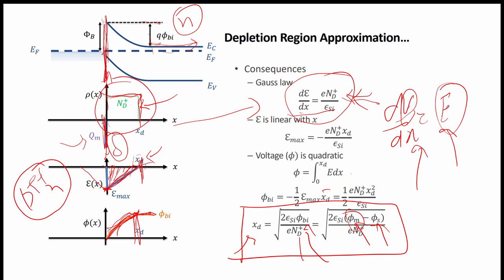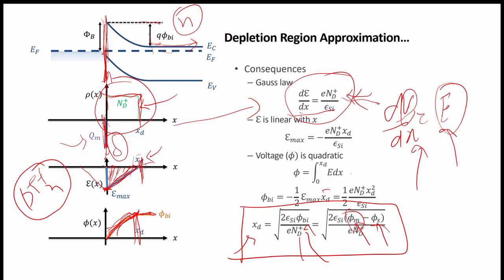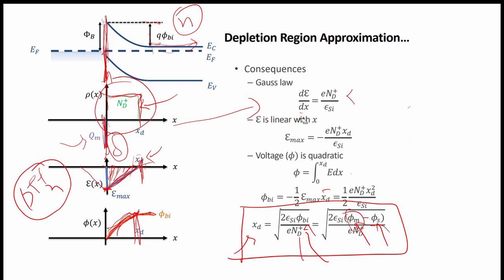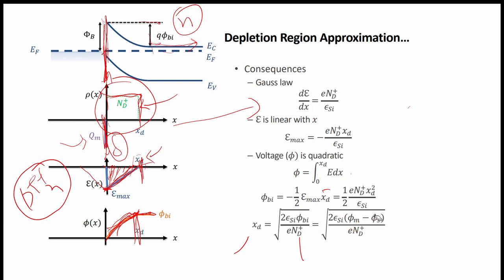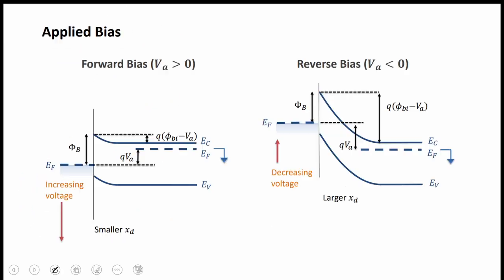Now, what will happen when we apply the bias? Till here we have seen the equations in the equilibrium state, when this semiconductor is in equilibrium. So what will happen when we apply a bias on the semiconductor? Let us suppose that we are forward biasing.